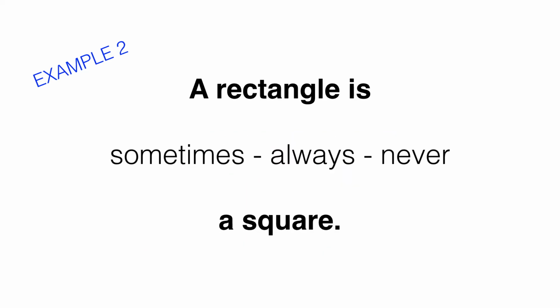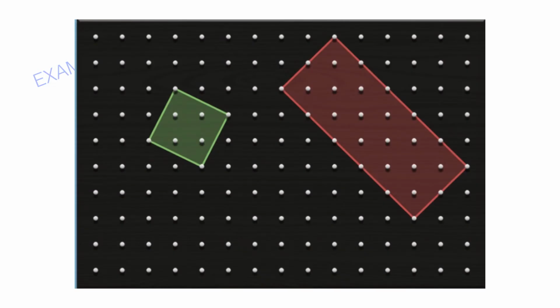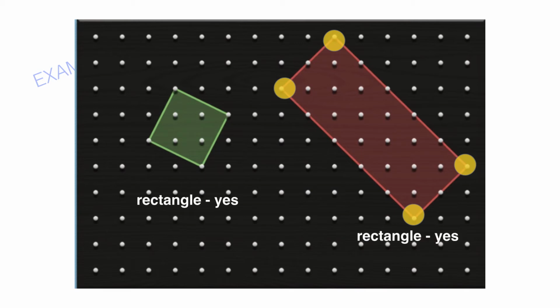Here's another example. Suppose we were given the statement, a rectangle is sometimes, always, or never a square. On our geoboard, we might construct these shapes. Notice that the green figure has four right angles. That's the criteria for creating a rectangle. Notice that the red shape also has four right angles. Therefore, it also is a rectangle.